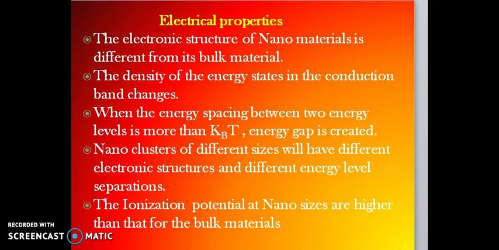Now, because of the quantum confinement, the electrical properties of the material get influenced. The conduction band, the energy density, the spacing between two energy levels, they have different electronic structure, electronic separations, and ionization. Because of this property, you have a whole lot of new applications that can be thought of from nanomaterials.